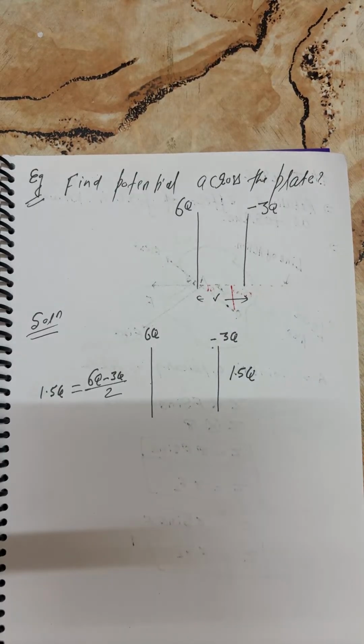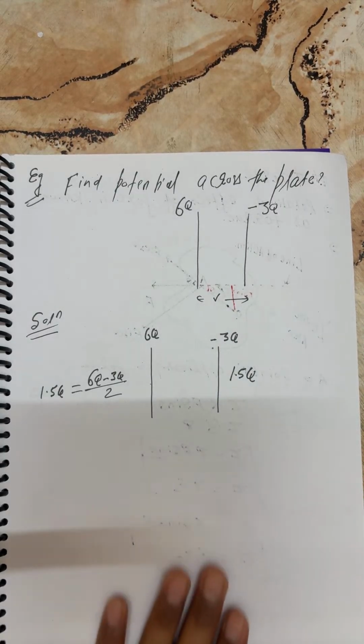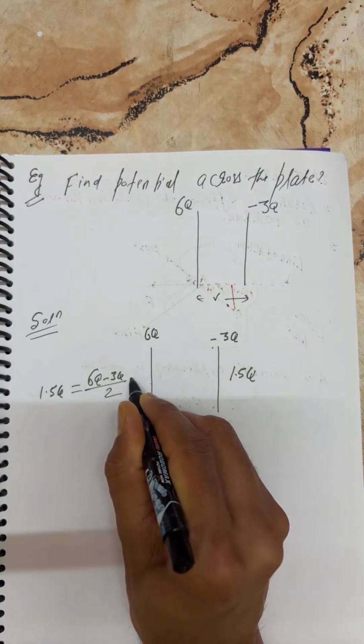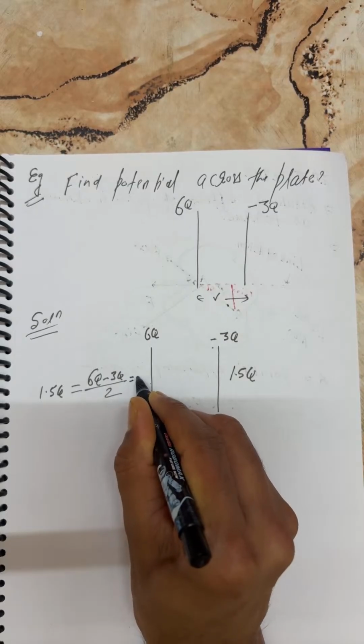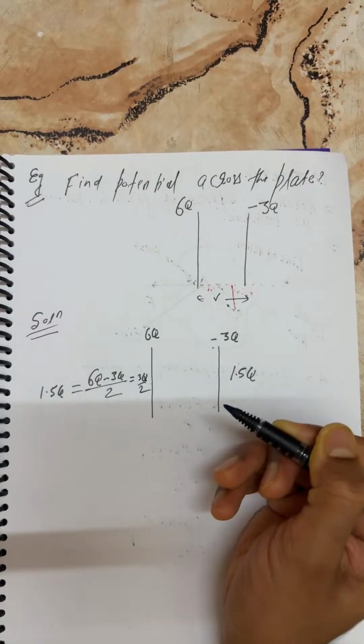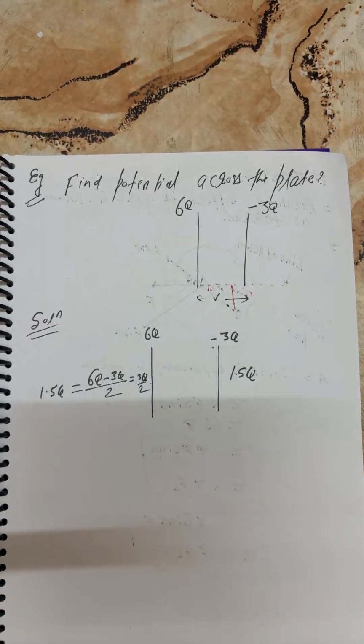1.5Q this side. But we balance charges here. Charge remains a conserved quantity. So outside the plate, the charge is basically 3Q by 2. And this is 6Q.